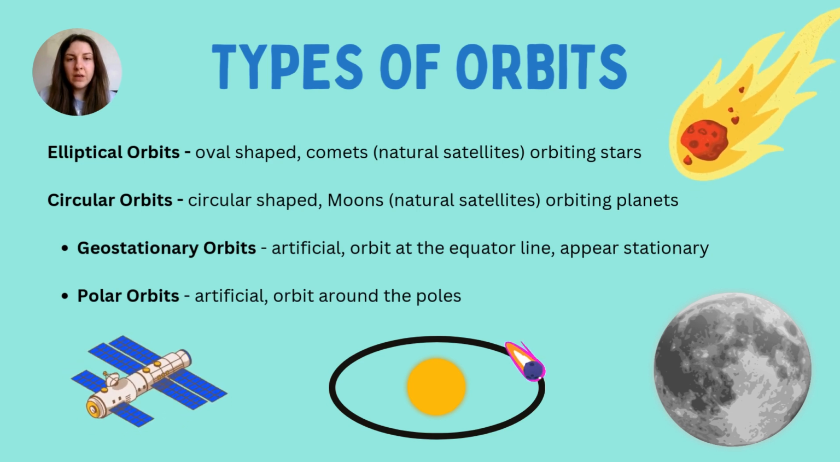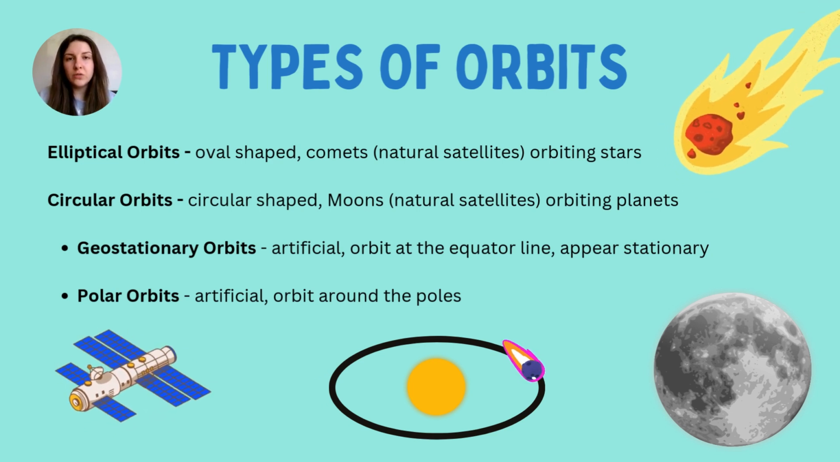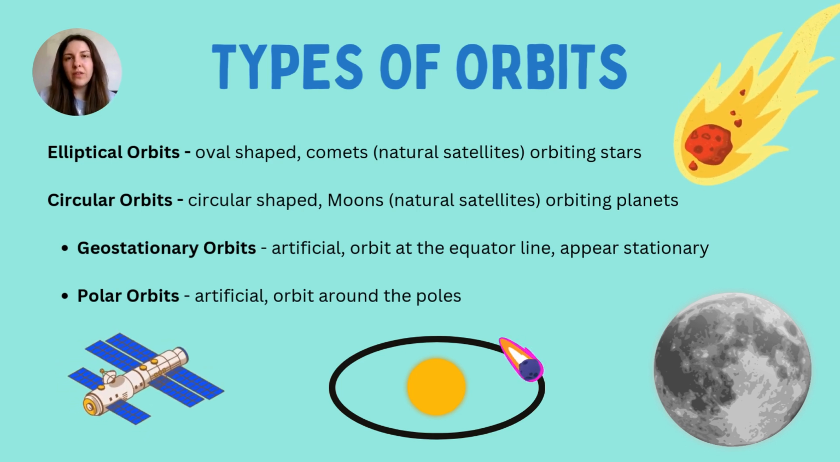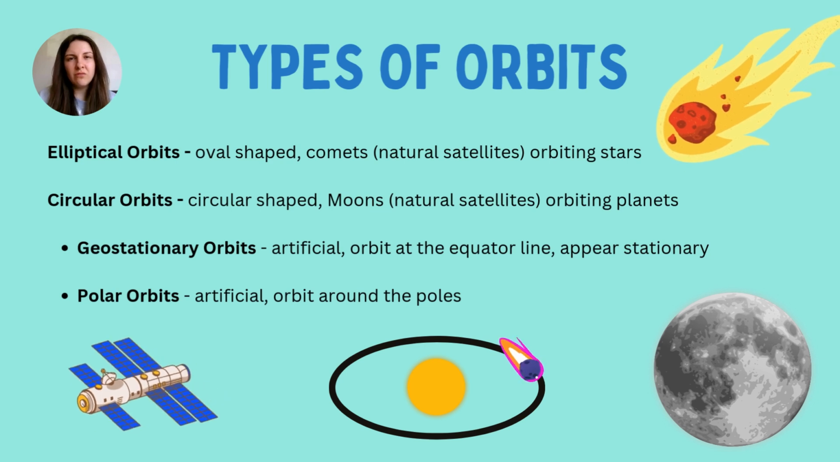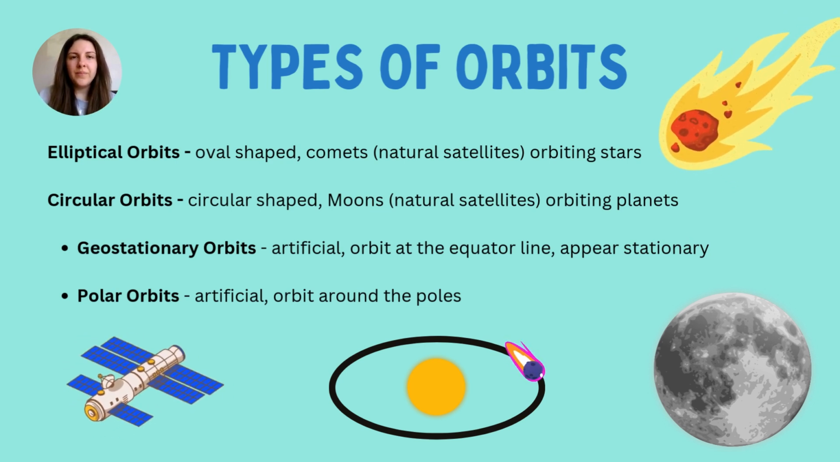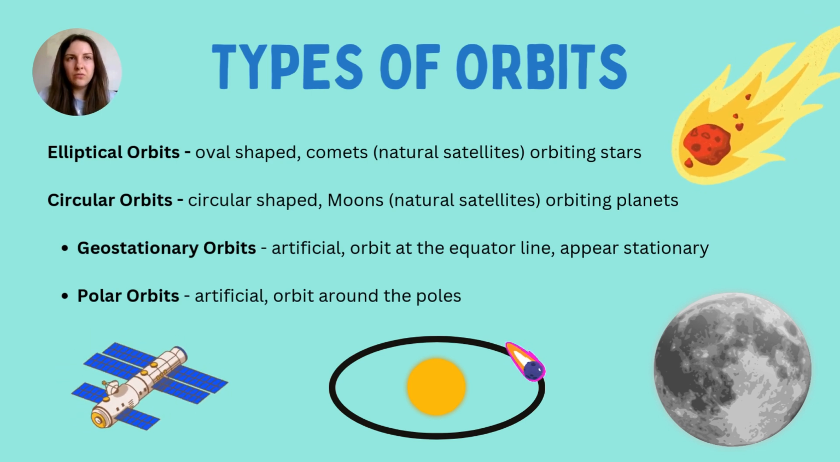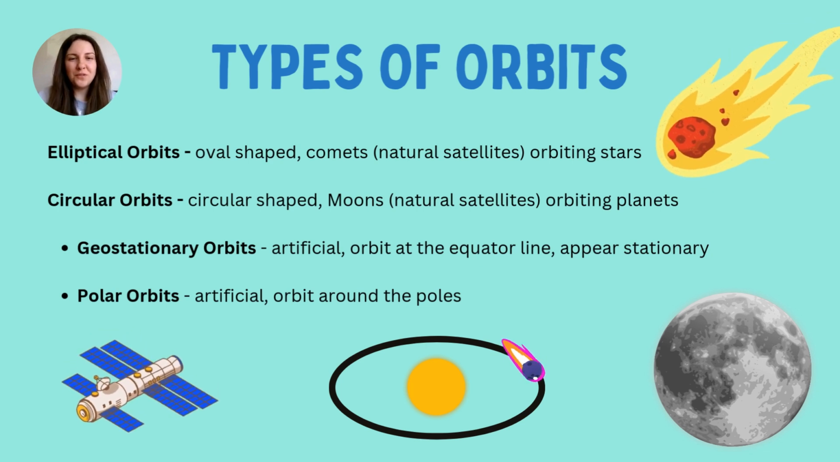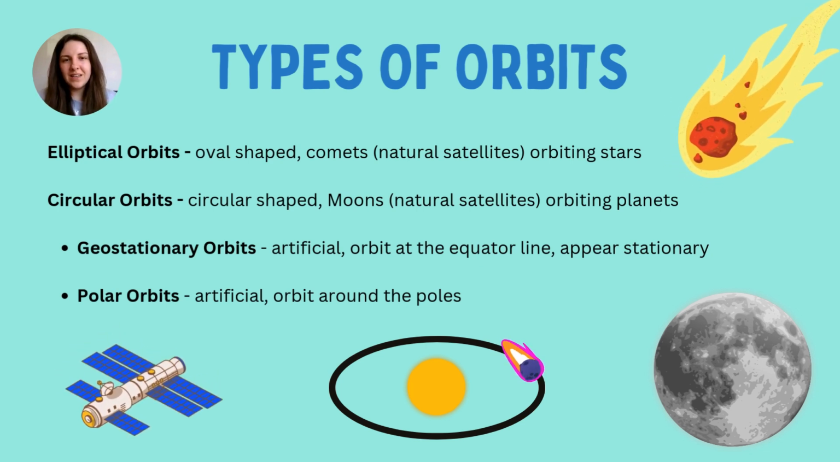And we also have polar orbits, and this is for artificial satellites as well. So these orbit around the poles. Both of these are really used for things like climate, conservation, statistics, data, looking at weather patterns, that kind of thing, because it's close to the Earth and it's interested in the world view, if you will. So looking at weather patterns, etc.